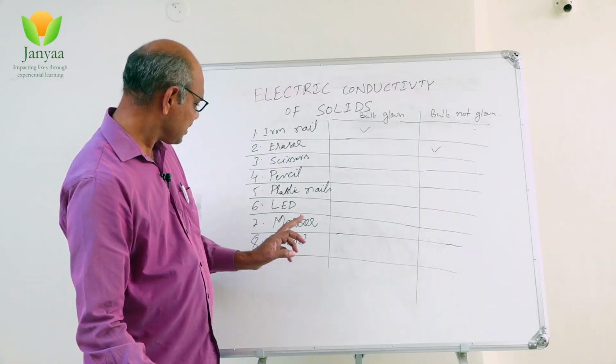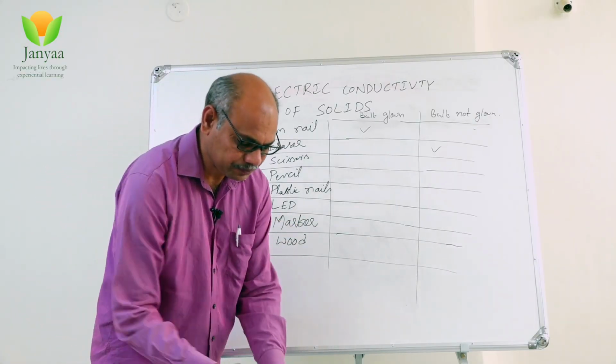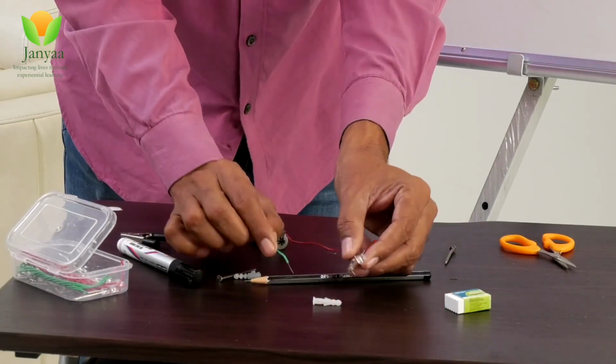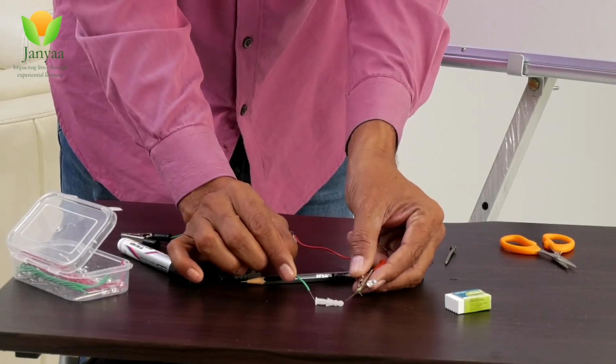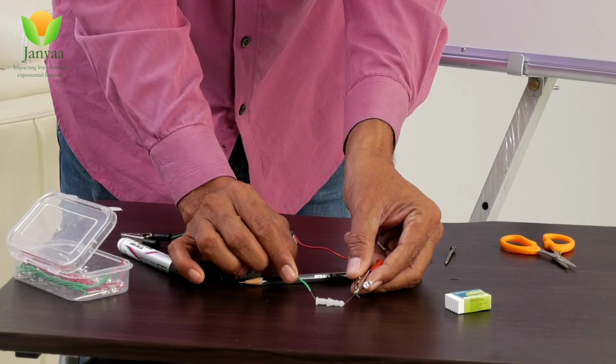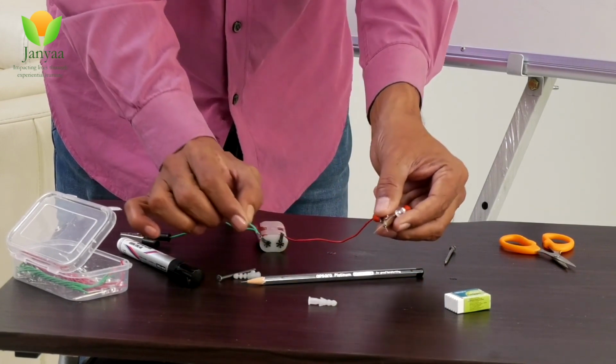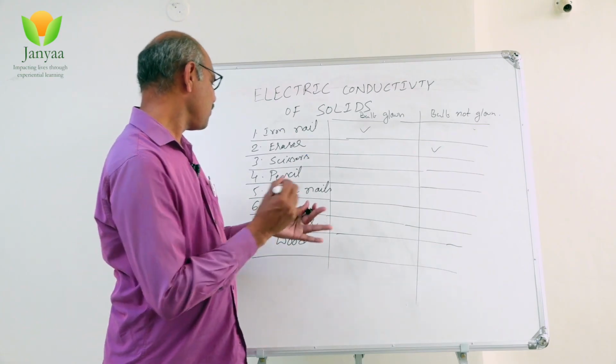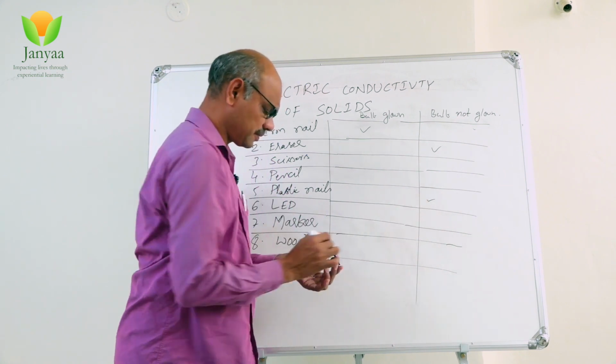Next, another one is plastic nails. You see, now let us connect in this way. Do you observe anything? The bulb is not glowing.